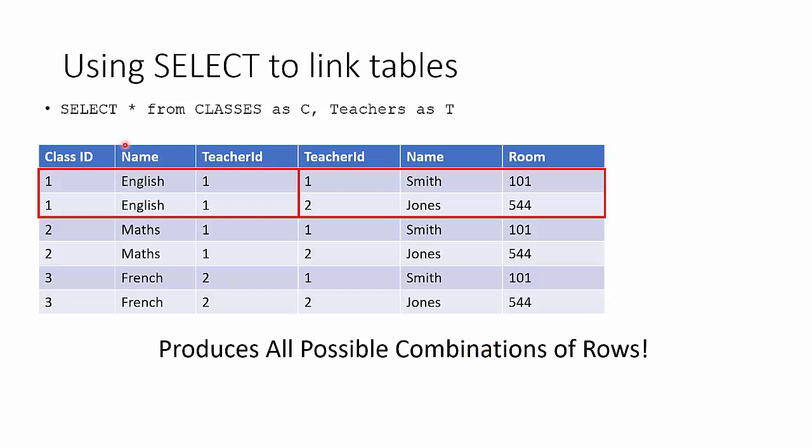The first thing we can do is select from more than one table. Here we're going to do select star from classes as C and teachers as T, just so that we can give our tables some aliases. This is going to give us, for every record in classes, every record in teachers. So it's going to produce all possible combinations. We have one record in classes of English, and that's going to map onto 2 records from the teachers table, then the next record is maths, which maps onto 2 records from the teachers table, and thirdly French, which maps onto 2 records from the teachers table. So it's a table of all possible combinations.